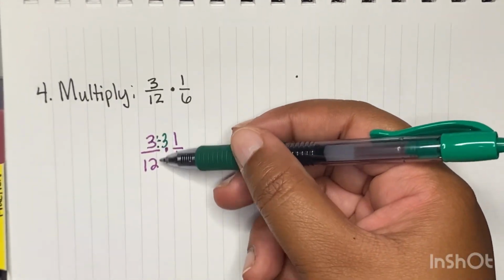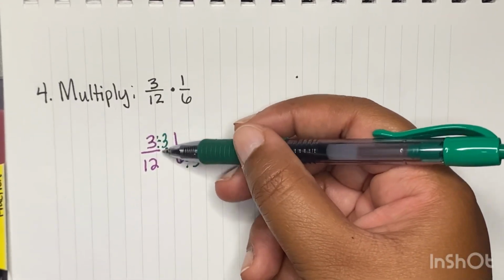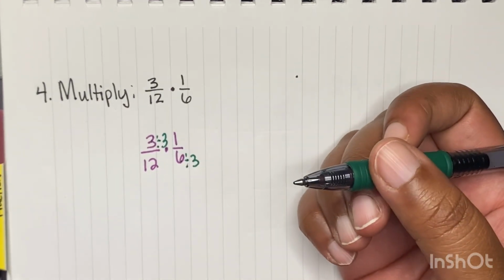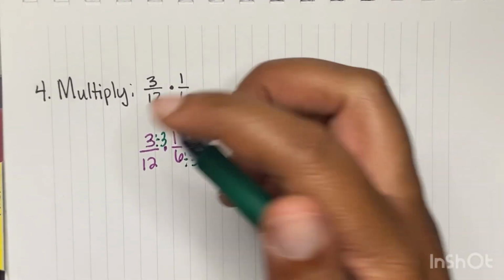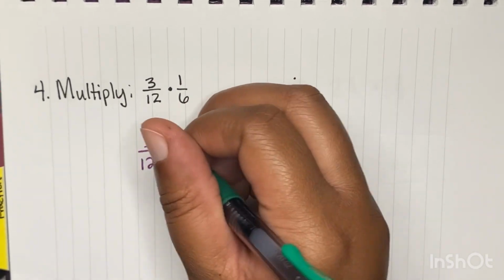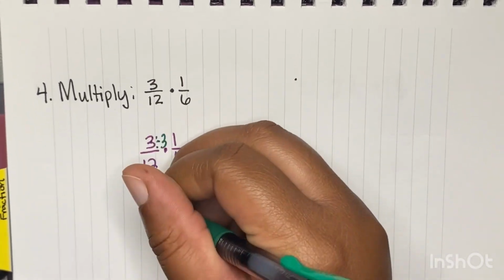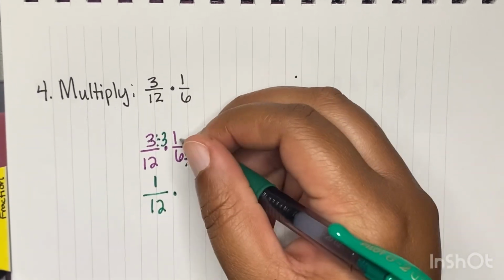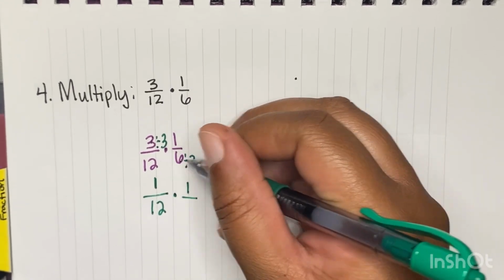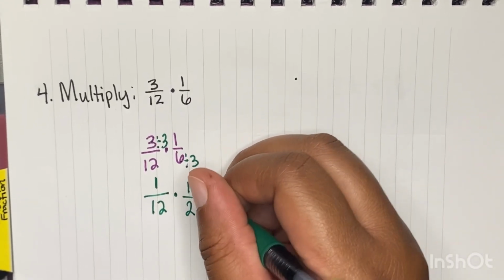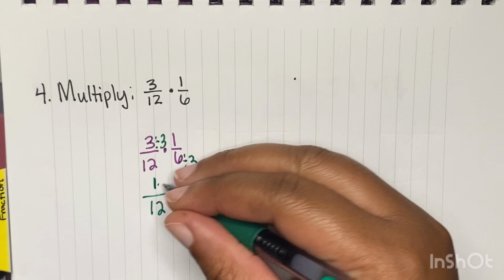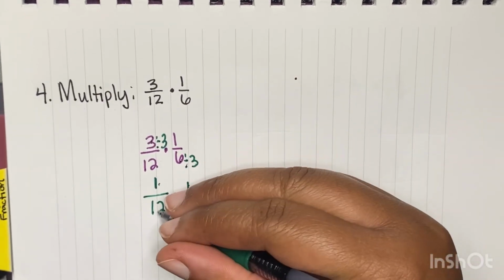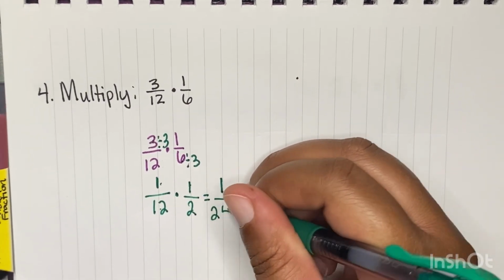Okay, that's how my brain saw it. Some people could have seen it where you divided this by 3 top and bottom, which is perfectly fine as well. Let's do it. I'll do it over here and show you what I mean. So 3 divided by 3 is 1 over 12 times 1 over 6 divided by 3 is 2. And so we're going to get 1 times 1 is 1, over 12 times 2 is 24.